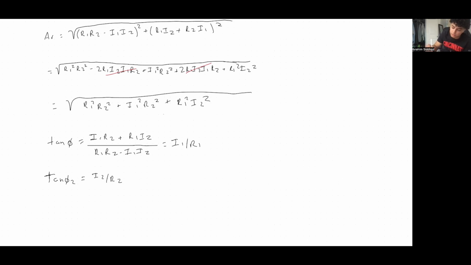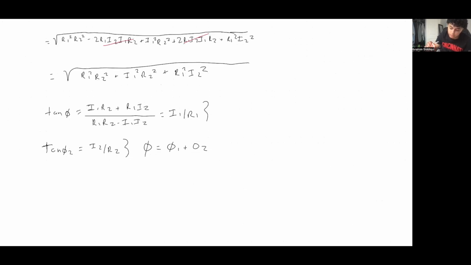If you put these two together, we can see that phi is going to be equal to phi 1 plus phi 2. The reason I talk about this is because it will come back when we look at tangent and at these identity properties and combine them.